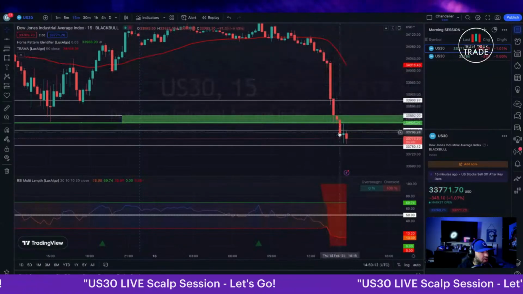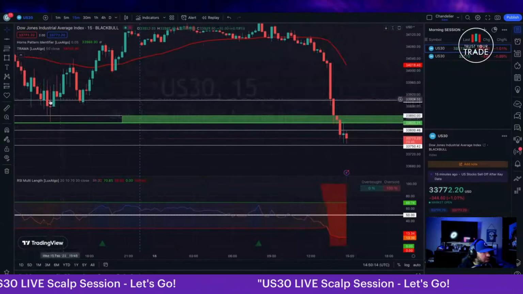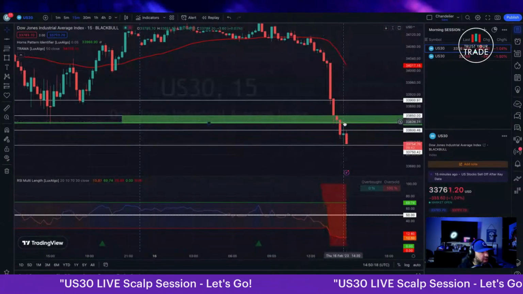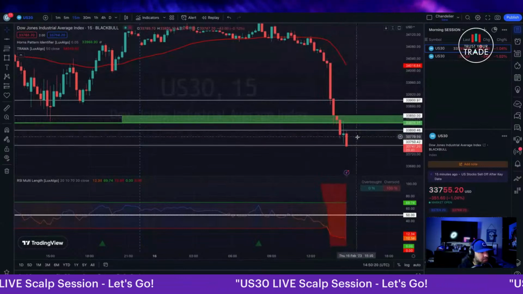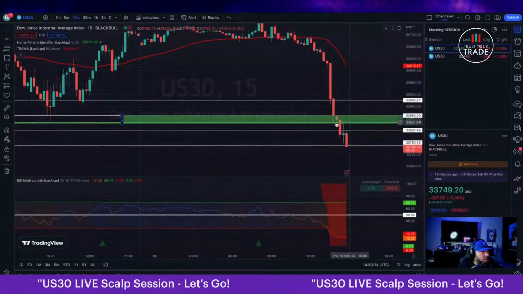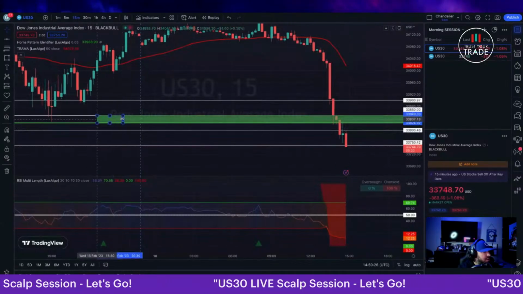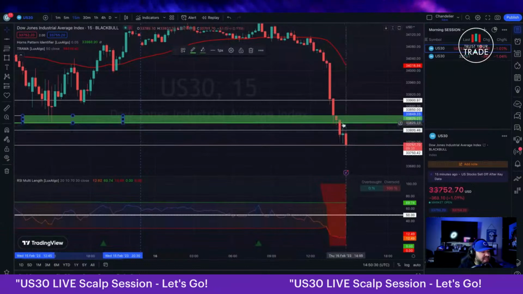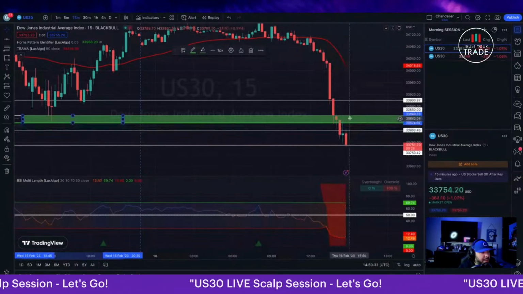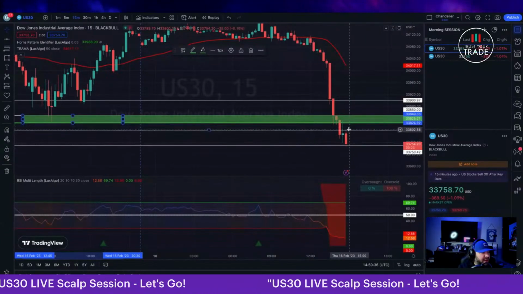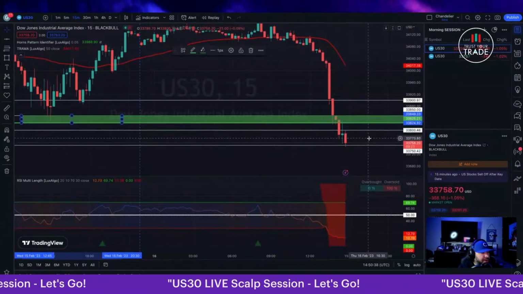It broke this level, and then look, it retested that level. So we're waiting for another retest of this level. If this thing continues to break down, we will then reset somewhere around here. We'll reset, maybe move down maybe 25 points or so. Because obviously, look, it bounced up here.